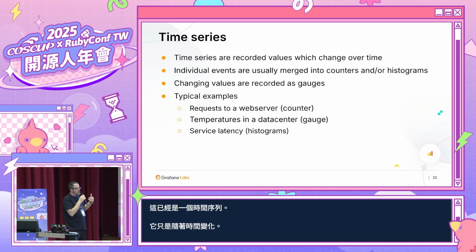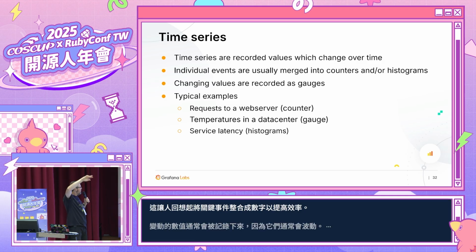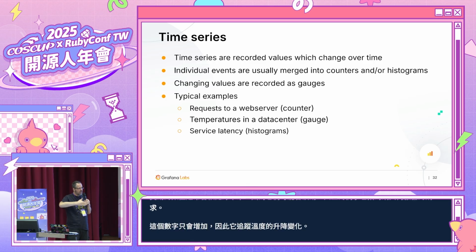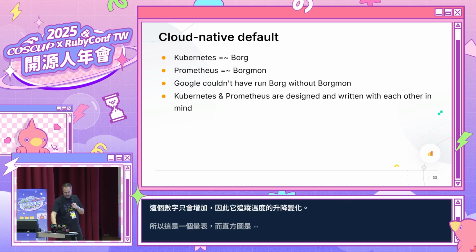Individual events are usually merged into counters. This harkens back to, like, you have key events, you compress them into numbers and make them more efficient. Changing values are usually recorded as gauges because they can go up and down. Typical examples of this: requests to a web server, this number just goes up, so it's a counter. Temperatures, they go up and down, so this is a gauge. And histograms is, for example, how much time does it take for your service to answer whatever request is coming in.